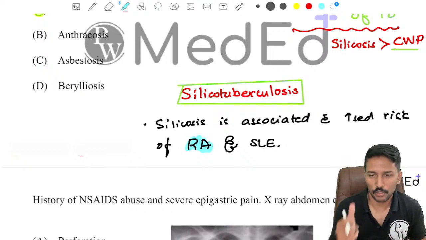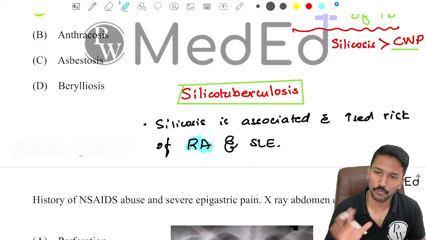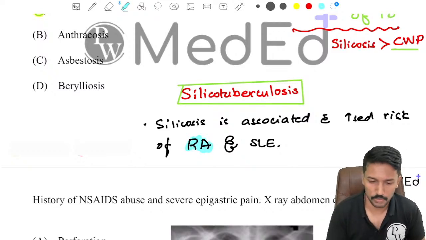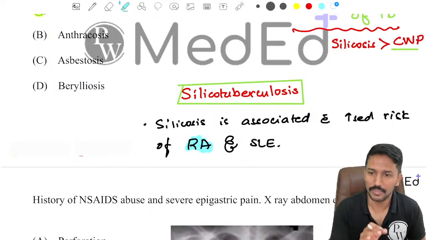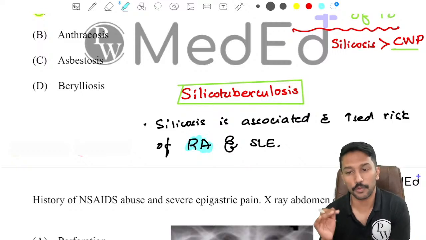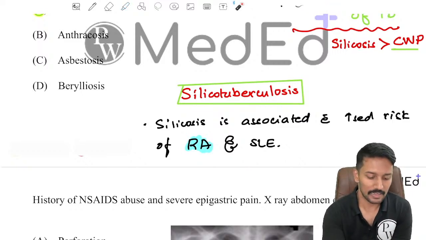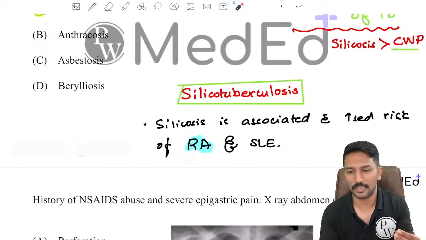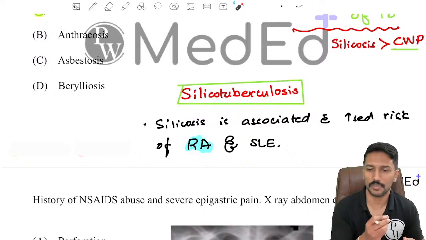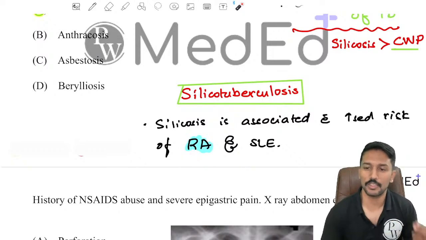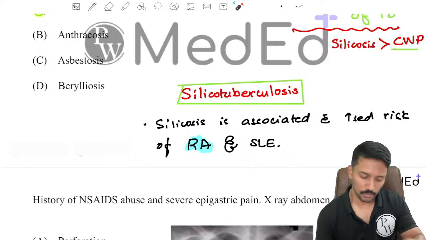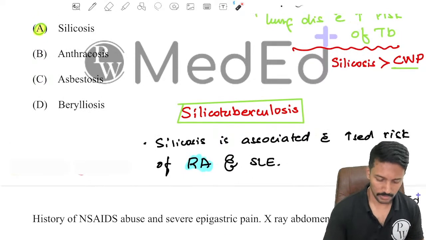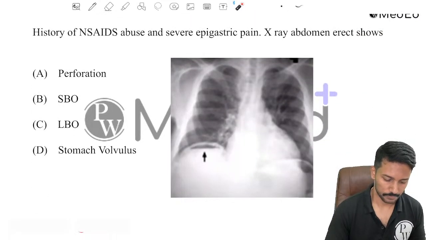Yes, carcinoma of the lung risk is increased in most of the occupational lung disorders, silicosis, coal workers' pneumoconiosis, as well as asbestosis. But in silicosis, there is increased risk of rheumatological disorders because silica is called an immunoadjuvant. Like when we give a vaccine, we add aluminium or other substances which make the immunogenicity of the antigens much stronger. The same work silica does. So that's why there is increased risk of rheumatological disorders.